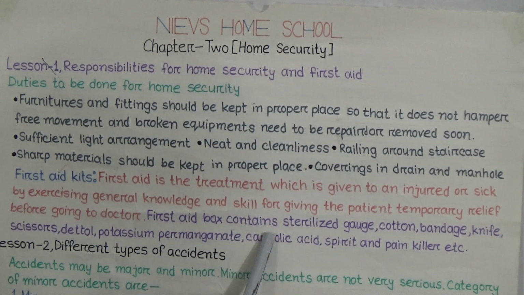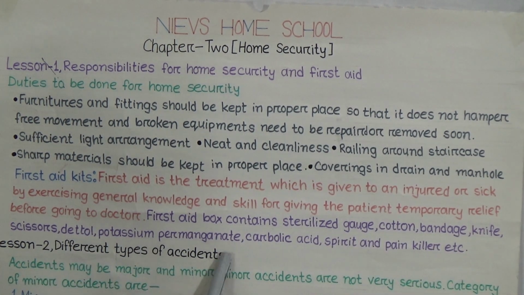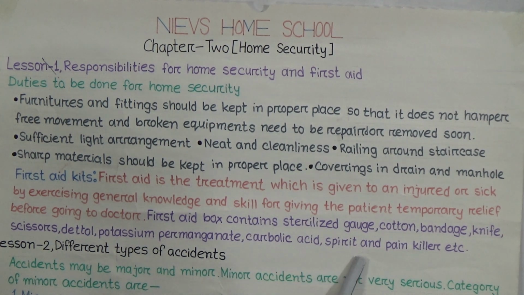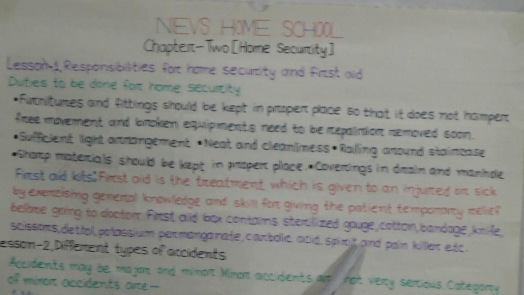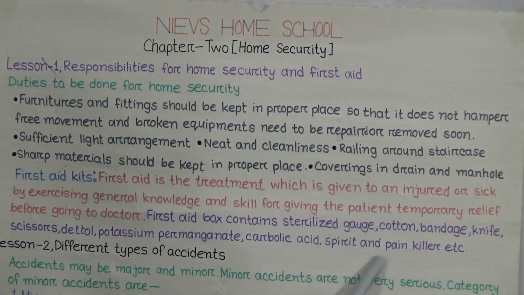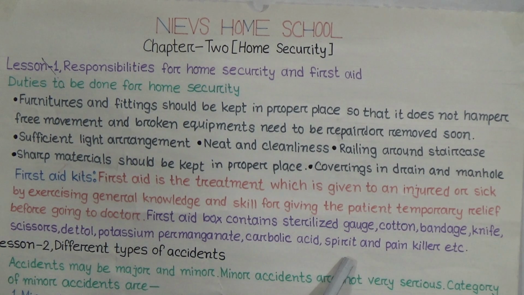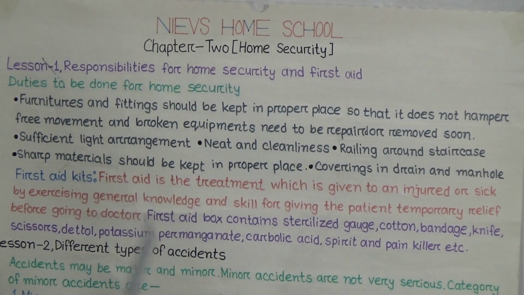A first aid box contains sterilized cotton, bandage, knife, scissors, kettle, potassium permanganate, carbolic acid, spirit, and painkiller, etc. So with these things, a first aid box is made. We can make a first aid box using all these elements. And if we keep all these elements in our home, primarily we can give service to a patient.